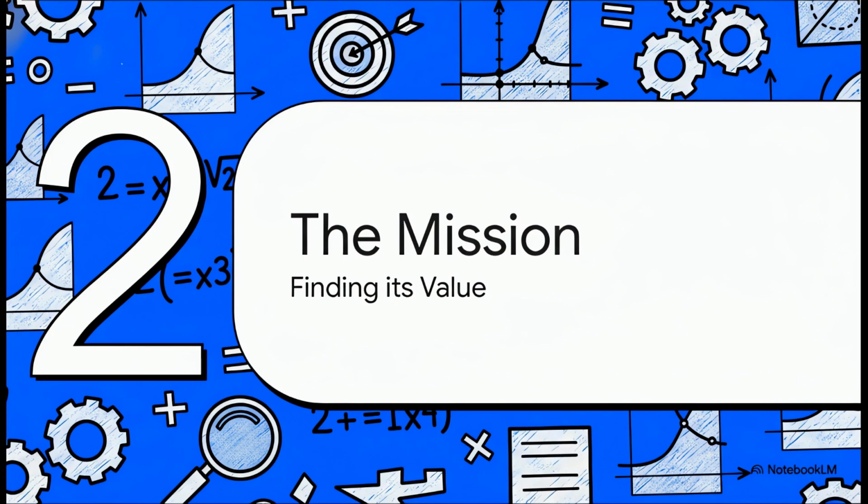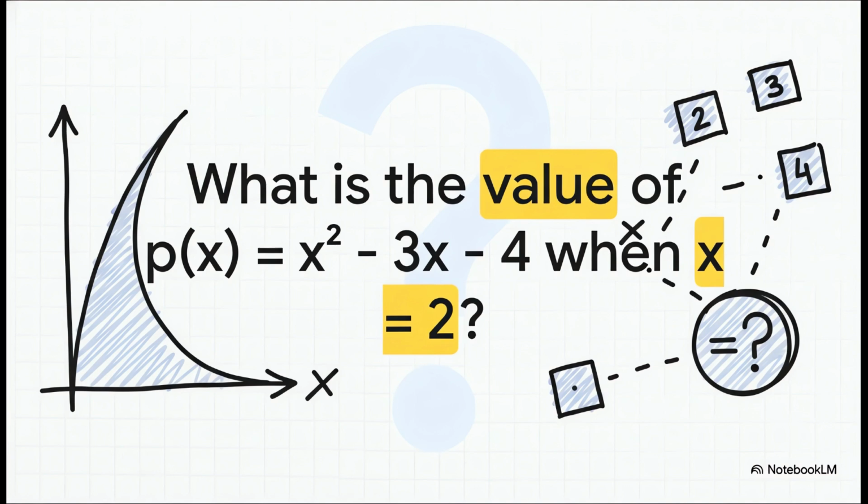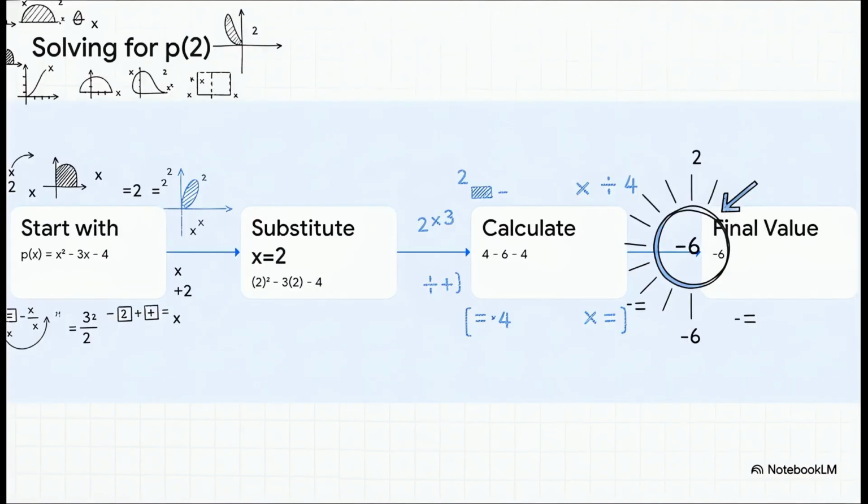Awesome. So now we can spot a polynomial and even classify it. Let's switch gears and actually put one to work. Our next mission is to figure out how to find its specific value. Let's tackle this with a hands-on example. So we've got this polynomial, p of x equals x squared minus 3x minus 4. The mission is simple. What is the value of this whole thing if we decide that x is exactly, specifically, the number 2?